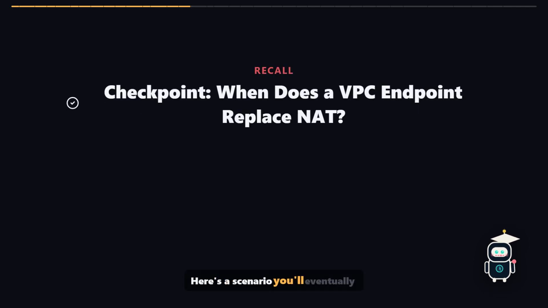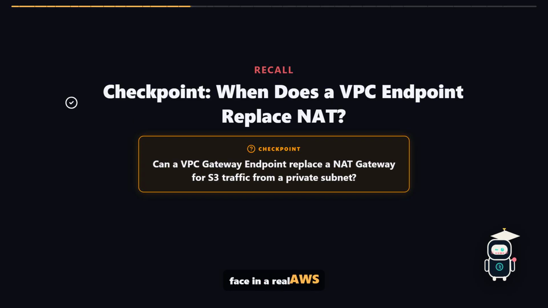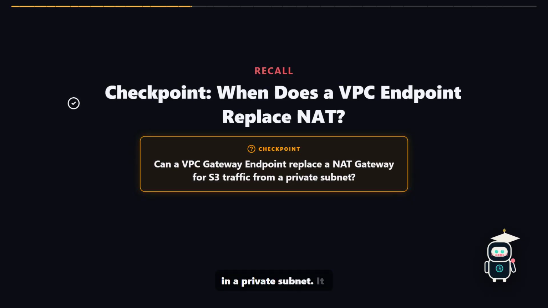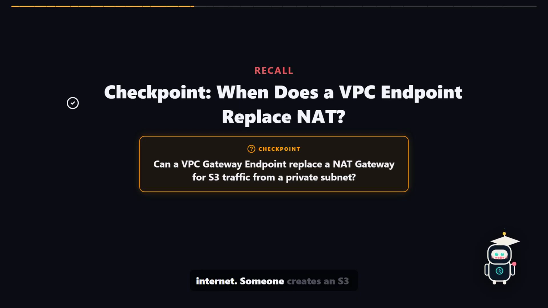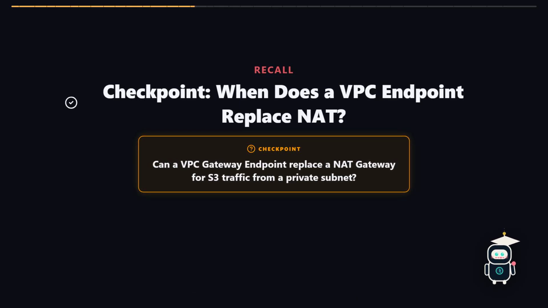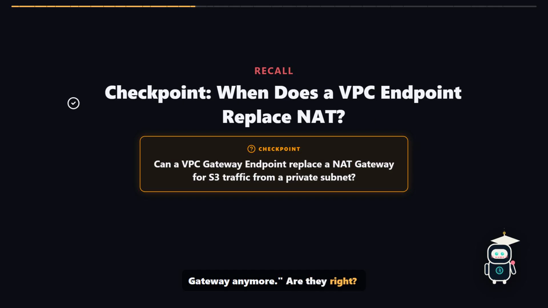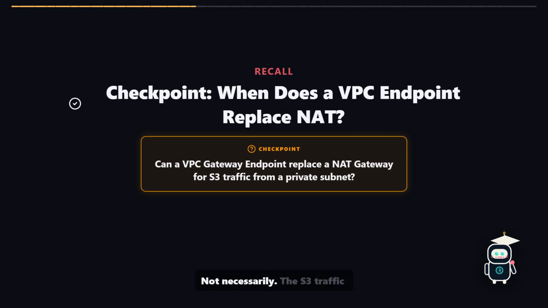Here's a scenario you'll eventually face in a real AWS environment. An EC2 instance sits in a private subnet. It needs to upload files to Amazon S3. It also needs to download software updates from a public repository on the internet. Someone creates an S3 gateway endpoint and says, "Great, we don't need the NAT gateway anymore." Are they right? Not necessarily.